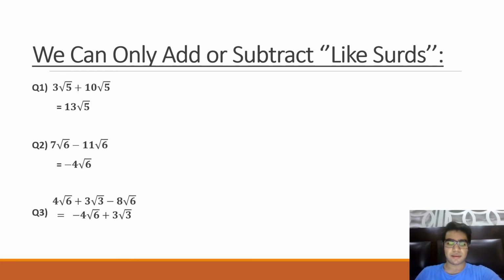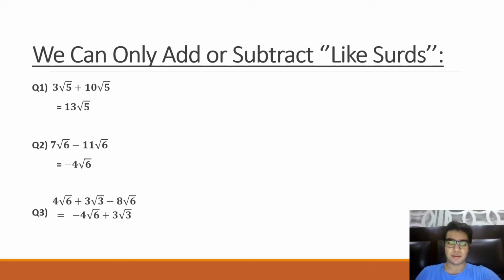Now we look at the second example. We have 7 times root 6 minus 11 times root 6. These are again like surds because they have the same root number but different numbers in front of them, so we can subtract them. 7 minus 11 is equal to minus 4, so the final answer is minus 4 times root 6.